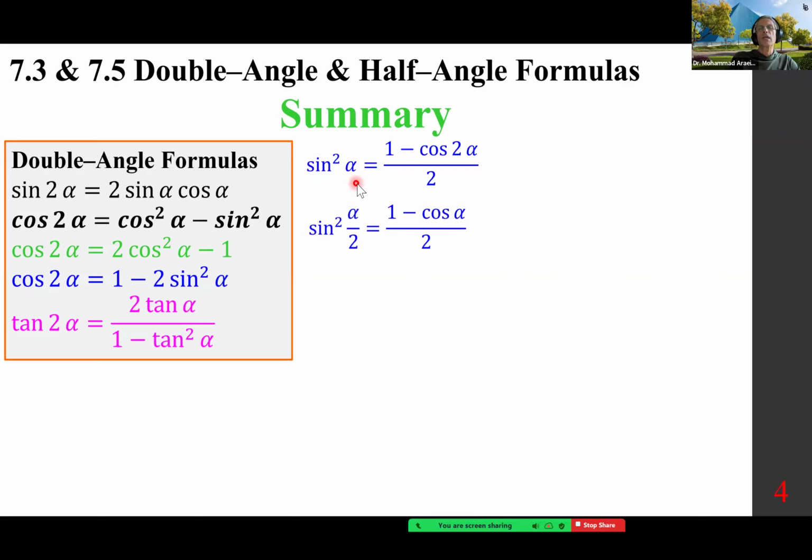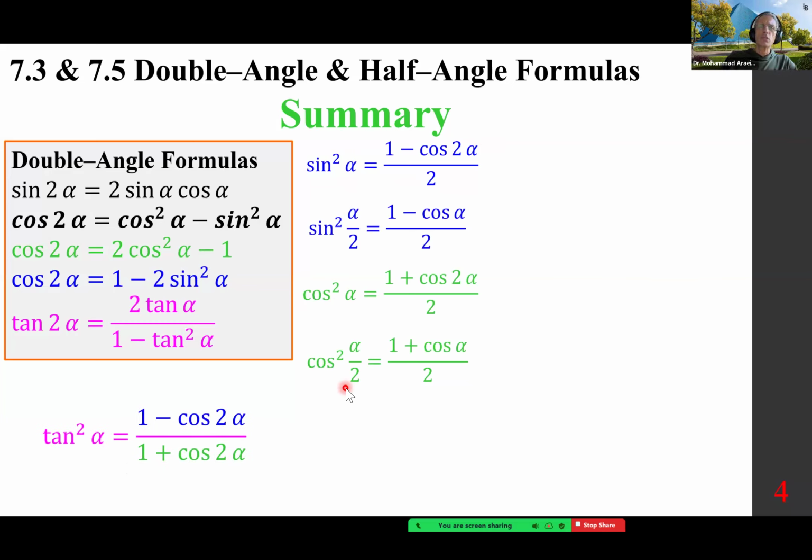And of course, you can go with half angle. If you cut this in half, you have to cut this in half. From here, if you solve for cosine squared, you get 1 plus cosine 2 alpha over 2. And if you cut this in half, you get cosine squared of alpha over 2.